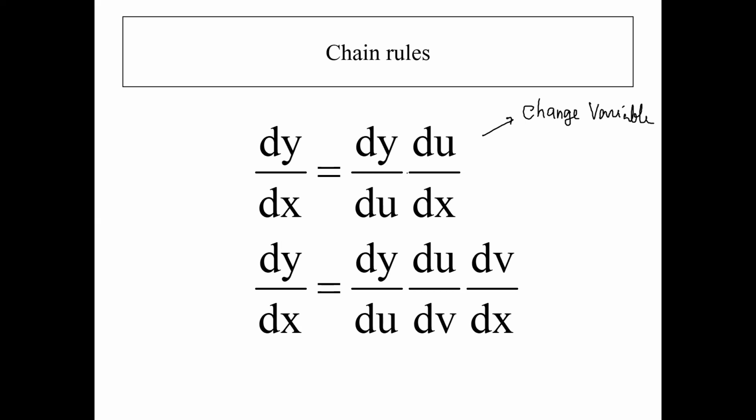So you can say that it is dy by du times du by dx by putting in the intermediate variables in between. Or dy by dx is dy by du times du by dv times dv by dx. This is called the chain rule. And this will help you when you want to do a derivative of a complex form.